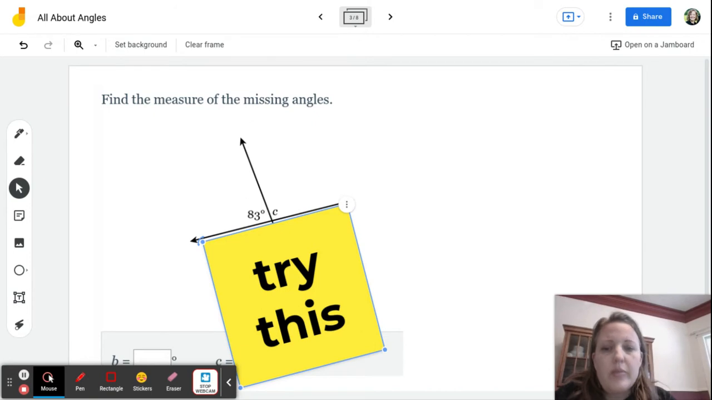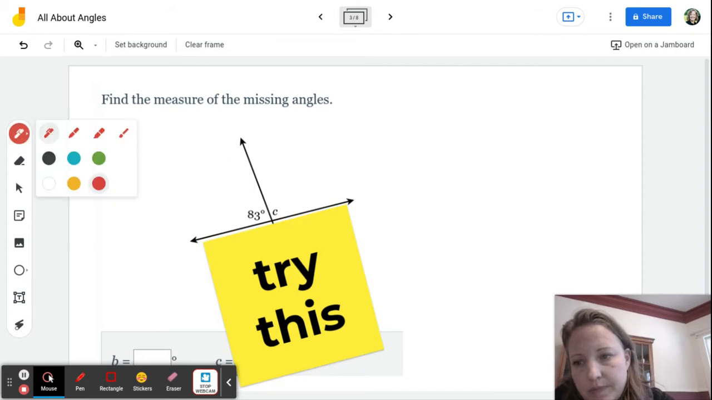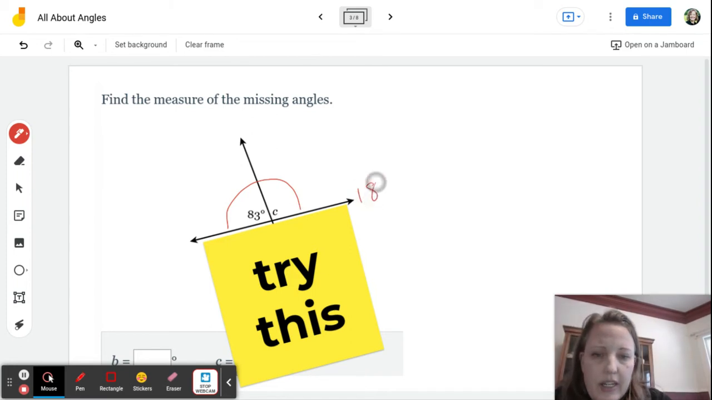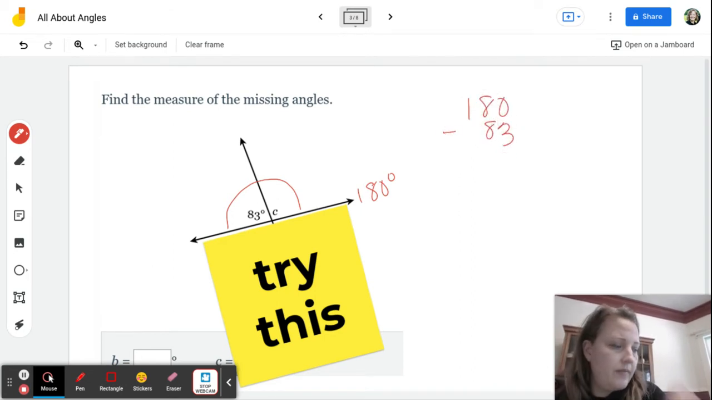It's hard to do on a computer, but let me show it to you. So we know that this angle here, 83 degrees, and C make a half circle that's 180 degrees. So in order to find C, we take 180 and we take away that 83.